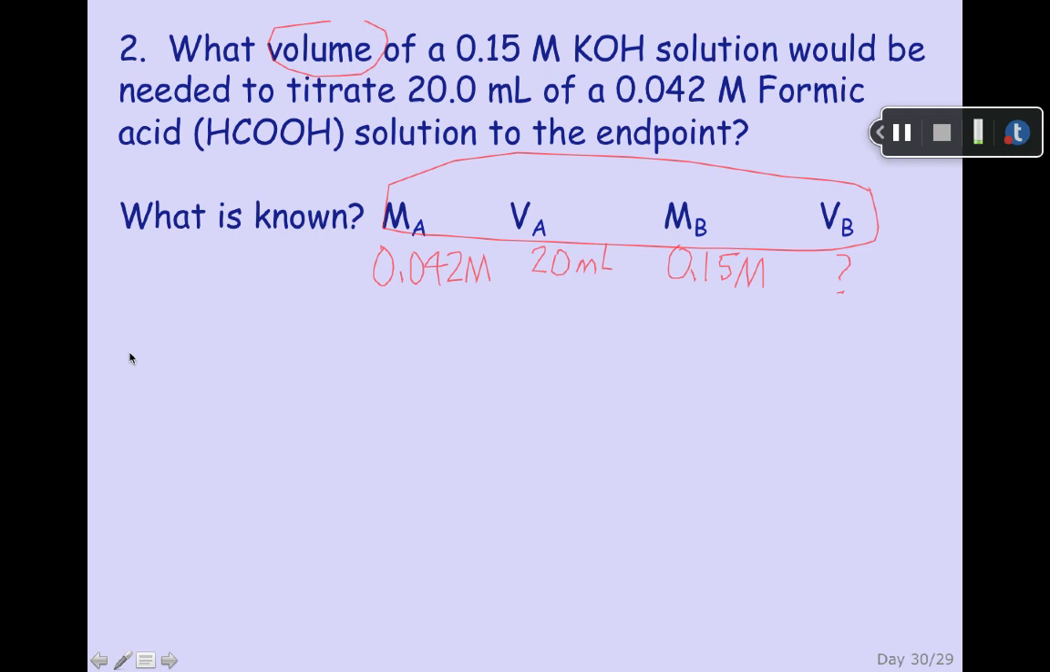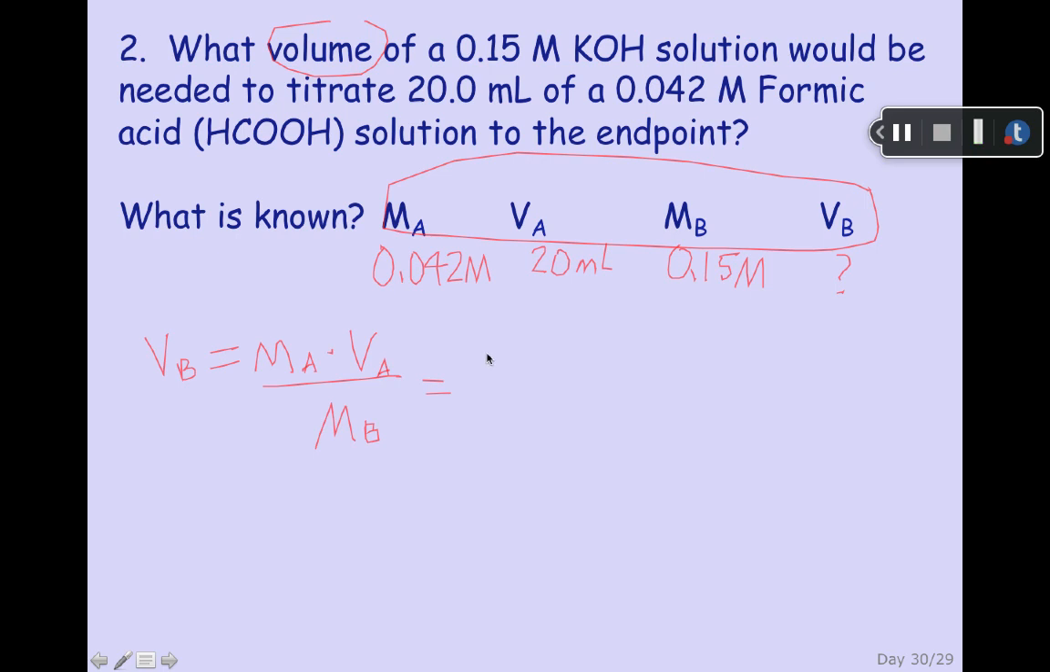So the equation looks very much like the one in the previous example, but this time we're solving for the volume of the base. The volume of the base will be related to, and rearrange the variables instead of the numbers because it's safer than doing it the other way. We'll often make errors without noticing them if we do it the other way. So the molarity of the acid times the volume of the acid divided by the molarity of the base.